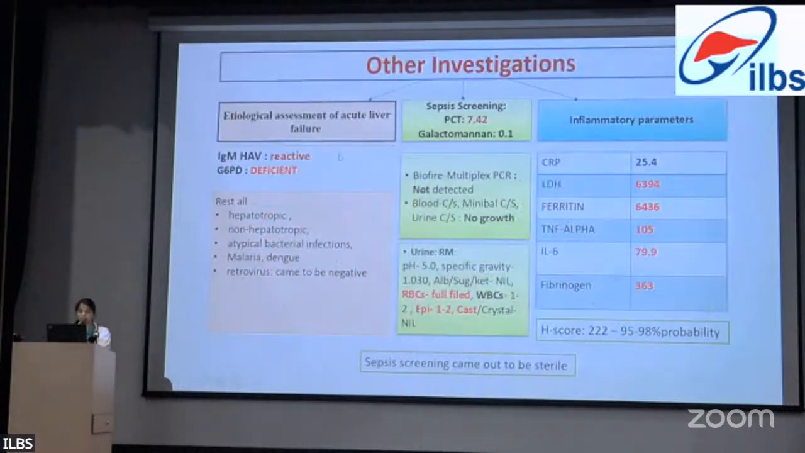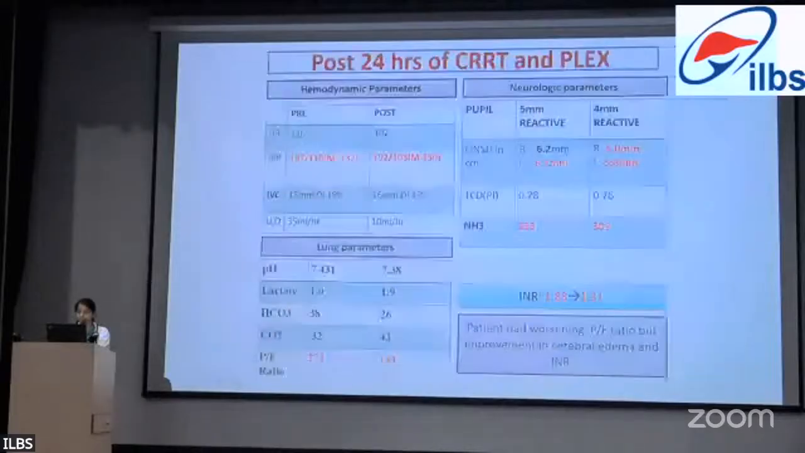So all his other investigations showed HAV positive. His PCT was high. He was already septic. And his urine RM showed RBCs, likely possibility of acute glomerulonephritis. And his LDH and ferritin were also high in the range of 6,000, and H score was 222.